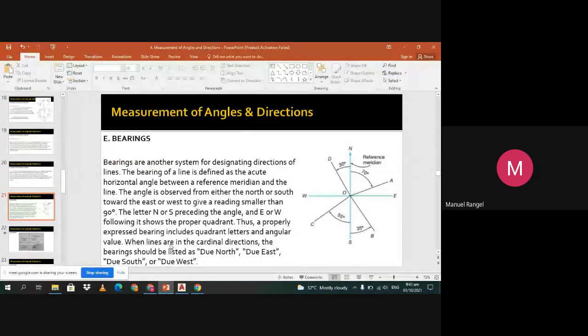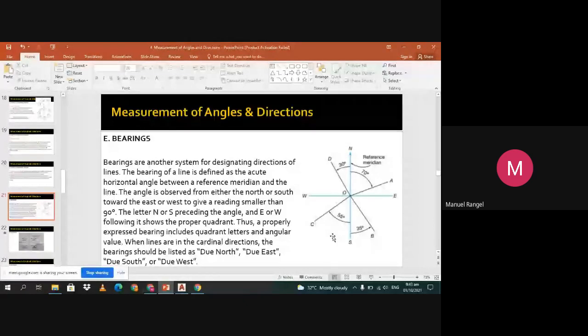So, bearings. Bearings are another system for designating directions of a line. The bearing of a line is defined as the acute horizontal angle between a reference meridian and the line. The angle is observed from either the north or the south toward the east or west to give a reading smaller than 90 degrees. The letter N or S precedes the angle, and E or W following it shows the proper quadrant. Thus, a properly expressed bearing includes quadrant letters and angular values.